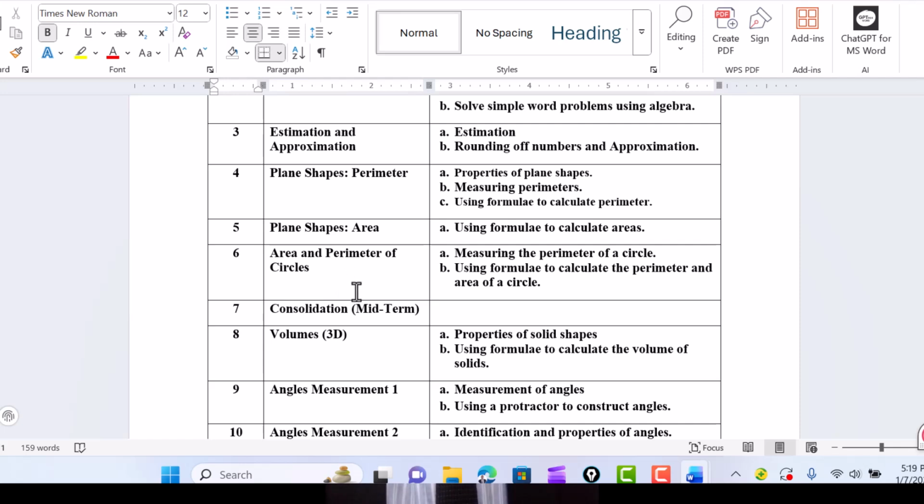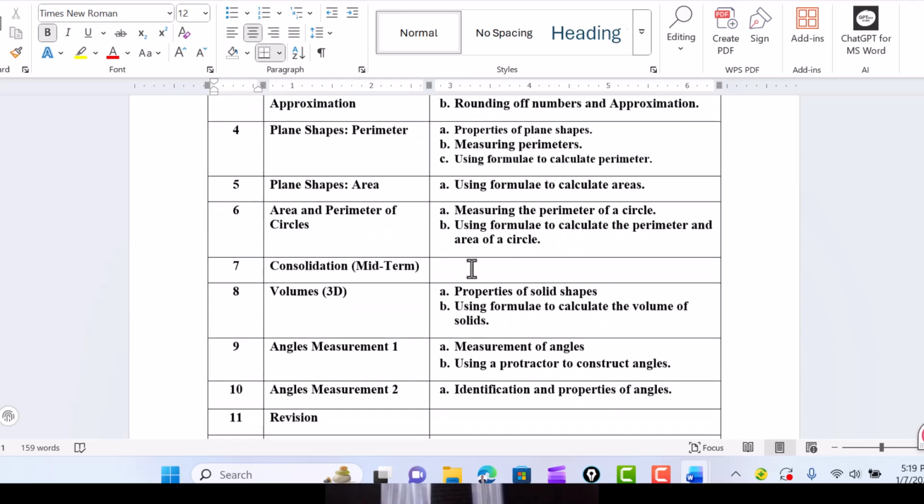Then week 6 we look at areas and perimeter of circles. So we treat circles separately. In this class, we just focus on the perimeter and area of circle. That is all. As we move higher in JH2, we do other aspects of circle. So week 7, we go for our midterm break.